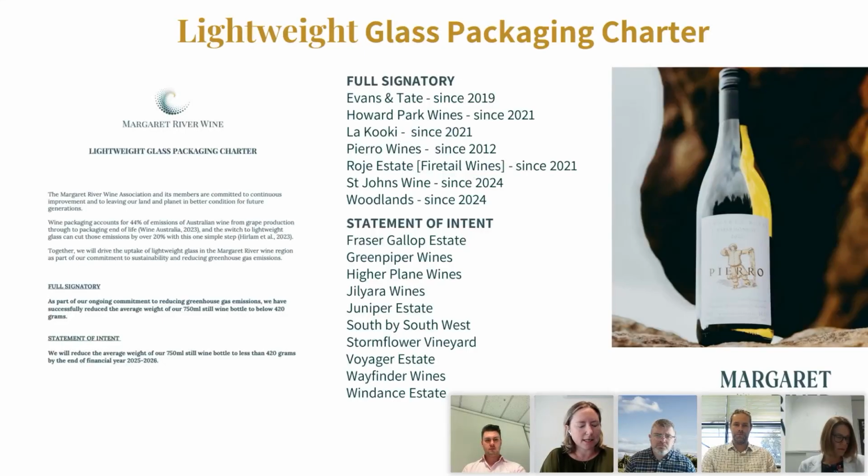What I really love about what we're doing with this initiative is that it's accessible to any business, no matter what your size. It's easy to be a part of. And as you can see here, this list encompasses some of our largest producers as well as some of our smallest producers within the region.